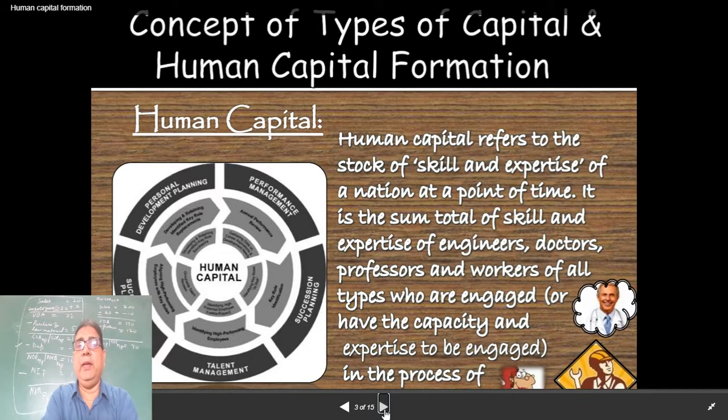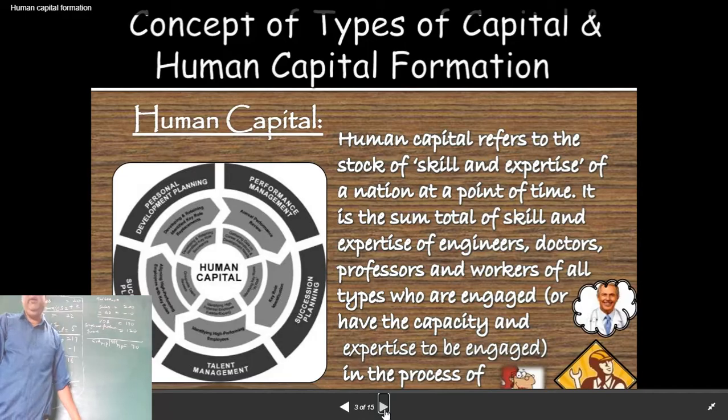formation. Human capital refers to the stock of skill and expertise of a nation at a point of time. It is the sum total of skill.